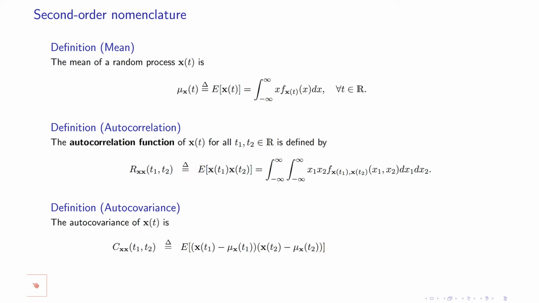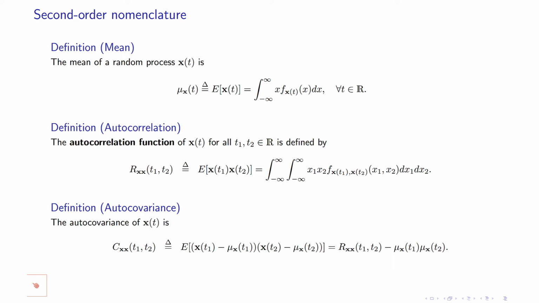So the autocovariance and autocorrelation. This is correlation because we don't centralize them, and autocovariance means that you centralize. So the covariance is because this is addition. If mu x of t1 is equal to mu x of t2 and is equal to 0, then these two functions are equal. If not, they are different.